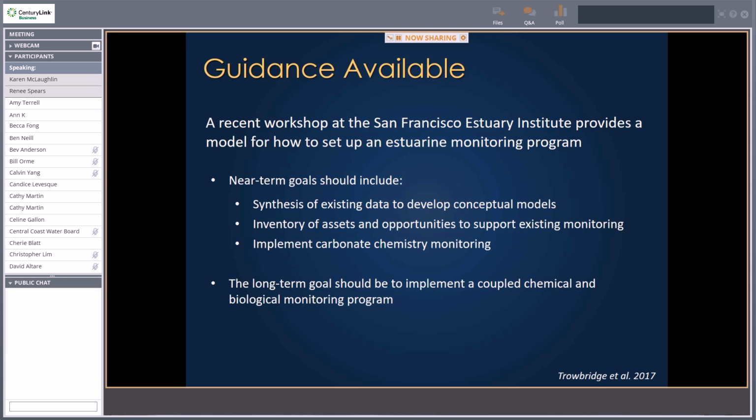So I'm outlining two local efforts to try to coordinate ocean acidification monitoring. There are definitely other templates out there, so you don't need to be limited to these two. But if you have any questions or interest in seeing these documents, please feel free to email me, and I can send them along.